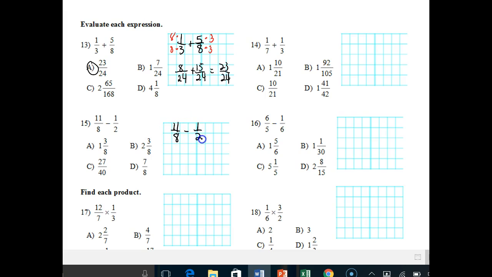Subtracting, we'll say 11 over 8 minus 1/2. This time all we have to do is times 4 here. We'll say 11/8 minus 4/8 gives us 7/8. D.